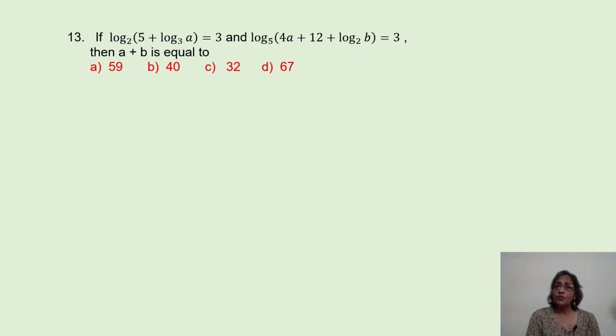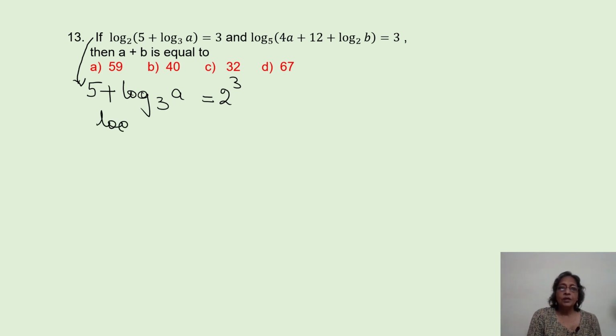So in this case, we will need to find a separately, b separately, and then get the final answer for a plus b. So let's take the first part. Convert the first part to an index, log to an index number. So I'll get 5 plus log of a to the base 3 equal to 2 raised to 3. I am doing this from here. So this will become log of a to the base 3 equal to 2 raised to 3 is 8 minus 5.